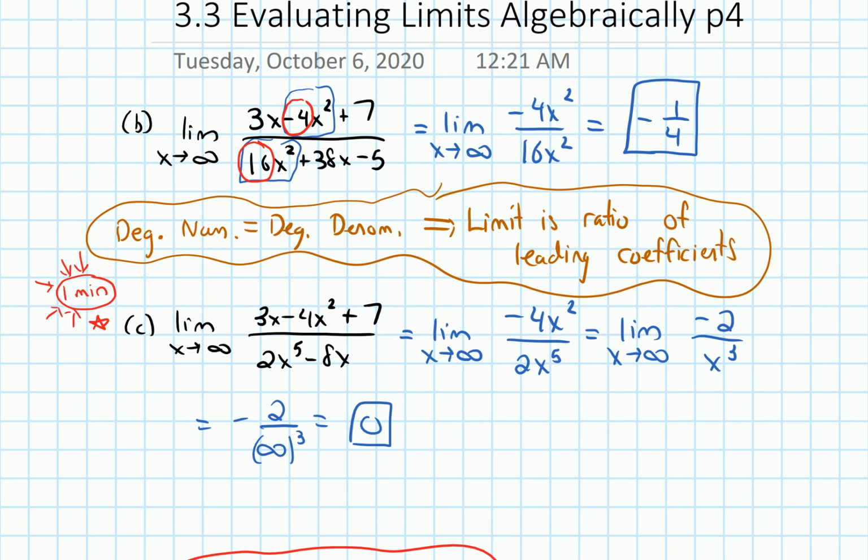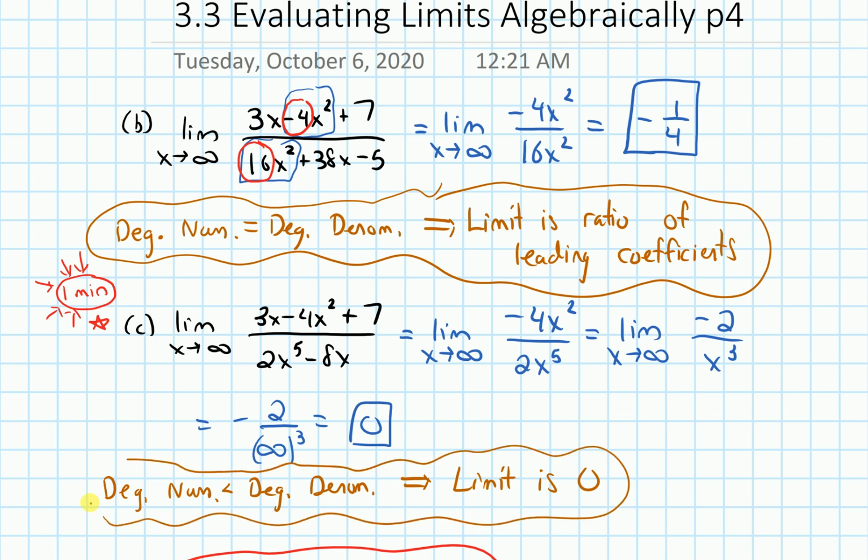The general comment here is when the degree of the numerator is less than the degree of the denominator, then the limit will end up being 0. Conceptually, when the degree of the denominator is larger in an infinite limit, the denominator is growing so much more quickly than the numerator. That causes the fraction to get really, really small and have the limit be 0.